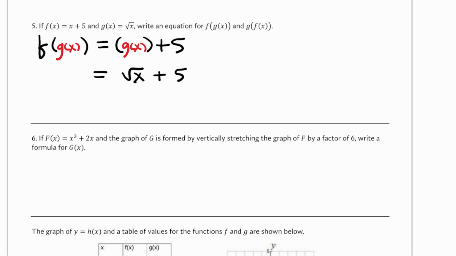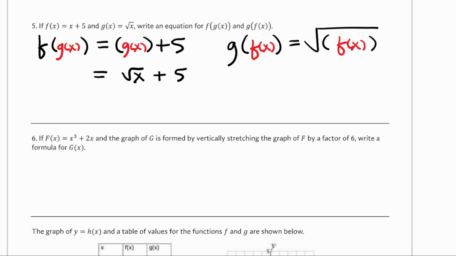Then we can do the same thing for g of f of x. G of something equals the square root of that thing. And so if we were to plug in f of x here, we plug in f of x there. And f of x is equal to x plus 5, so this is going to be, okay, that actually wasn't that bad. It will be equal to the square root of x plus 5.